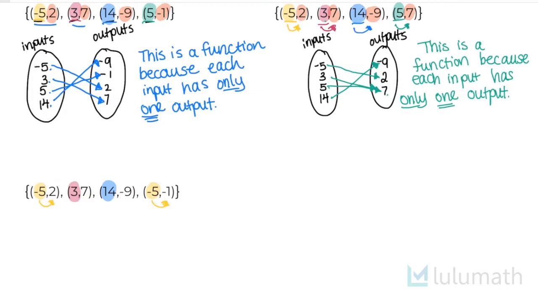So this means that we have an input that has more than one output. -5 is mapped to 2 different outputs, so this isn't allowed. This is not a function. And seeing it in a mapping will make it clearer.